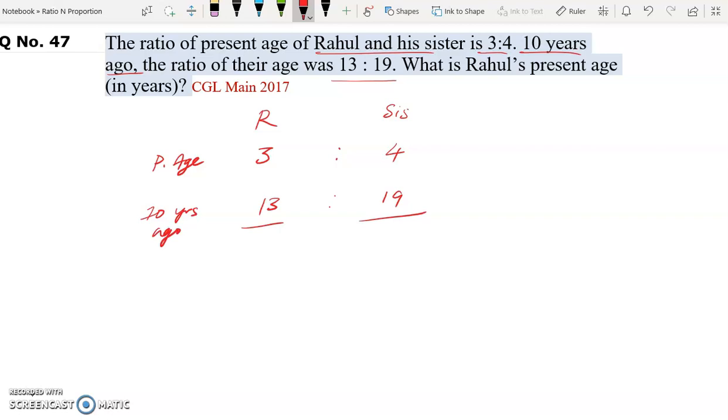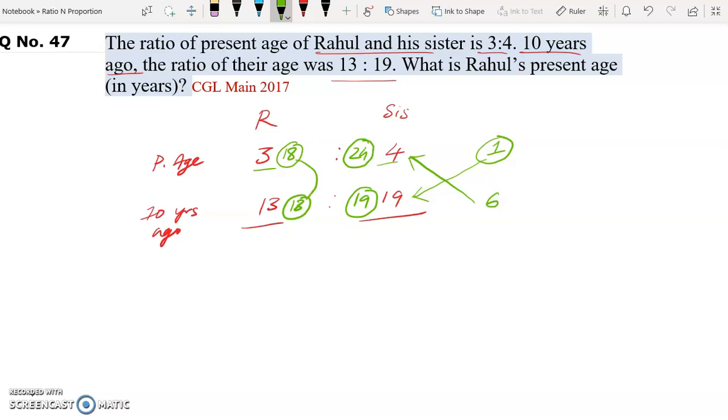Now if we look at the difference, 3 and 13, 4 and 19, this is not equal. 13 minus 3 will give us 10, 19 minus 4 will give us 15. So we need to make this equal. So what we will do, we will take the difference of this two. 4 minus 3 will give us 1. 19 minus 13 will give us 6. Now we will cross multiply this. 6 into 4 will give us 24. 6 into 3 will give us 18. Now this is 1, so this will remain same. 1 into 13 will give us 13. 1 into 19 will give us 19.